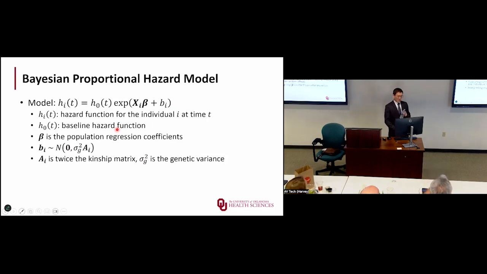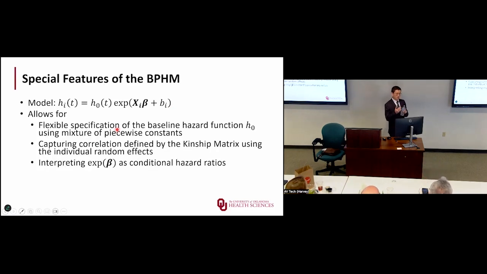And so I already mentioned there are some special features of our model. We're very flexible in terms of the baseline hazard. We're able to capture a lot of real life phenomena. And then we capture the correlation using the kinship matrix. And when you exponentiate the regression coefficient, you get the conditional hazard ratios. So it has a very nice interpretation there.